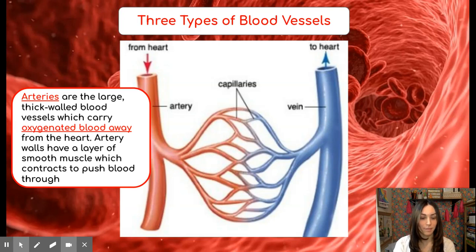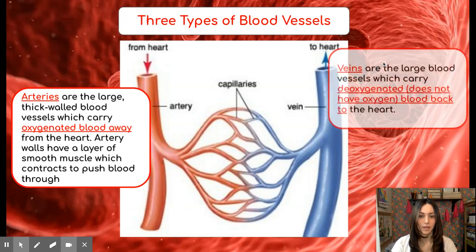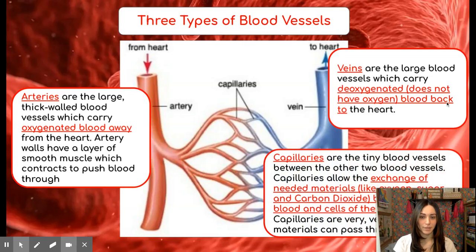It also helps you remember that the blood carried by the arteries is oxygenated because we know that our heart is pushing blood that has oxygen for the cells away from it so it can be delivered to the cells. Next, we have veins. Veins are another type of large blood vessel that carry deoxygenated blood, or blood that does not have oxygen, back to the heart. So these are the pathways that blood travels after dropping its oxygen off at the cells and picking up the waste from the cells.